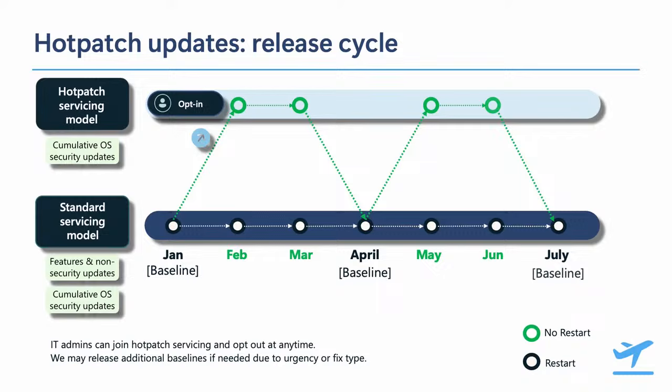As you see, there is 1 month of a quarter that requires a restart for all devices. The following 2 months of the quarter will be your Hotpatch update months that do not restart your device. You can opt in and opt out at any time. In a later slide, we'll demonstrate how to do so. As always, Microsoft's #1 priority is security. In case of urgency or need for an out-of-band security fix, we may have additional baseline months.